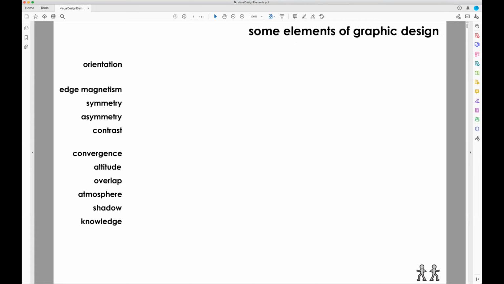And at the end of class, I'm going to talk about that for a minute. I don't want to confuse you too much because you still have to finish the poster, but a lot of you are done with the poster. So maybe you want to start thinking about the next part. So, some additional elements of graphic design, of visual design.